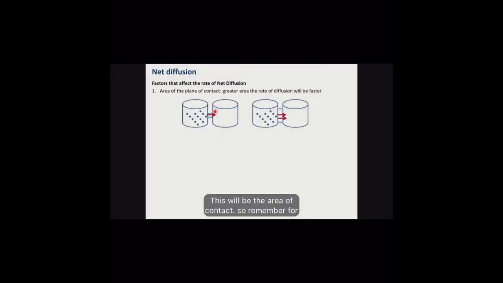This will be the area of contact. So remember, for something to move, we need a pathway and a driving force. Let's say we have that pathway. These two compartments are connected, and we have a driving force. We have a bunch of molecules here, so the concentration is high. Zero molecules here, so concentration is low. So we have a concentration gradient. So these little molecules that you see right here are going to move from this compartment to this compartment. That's net diffusion. We have the pathway and the driving force.